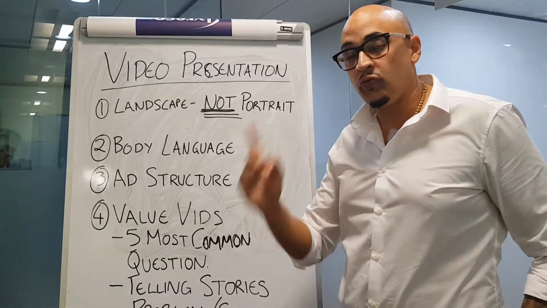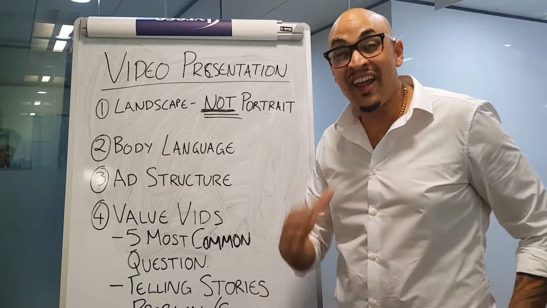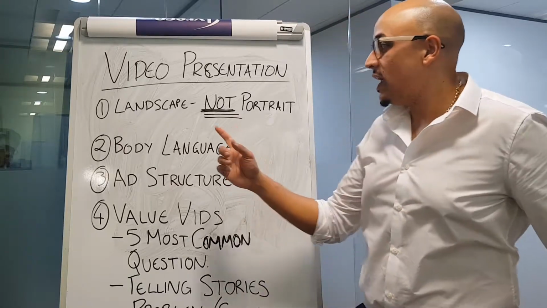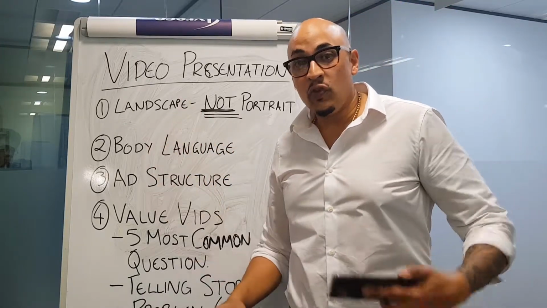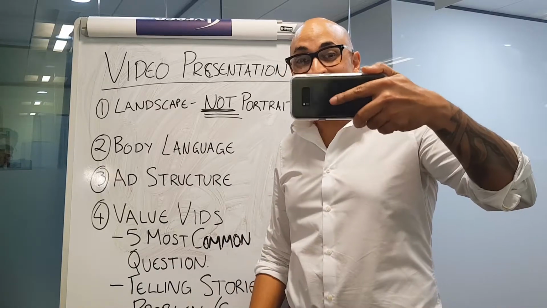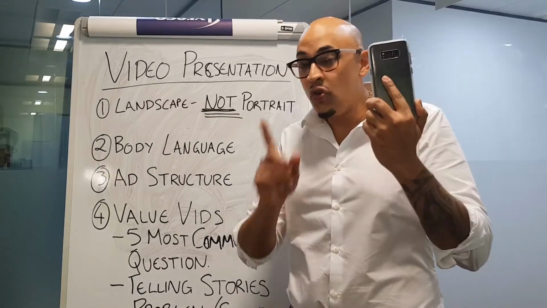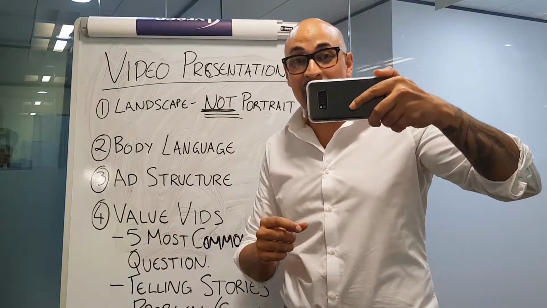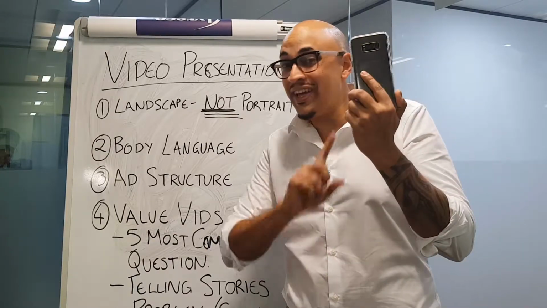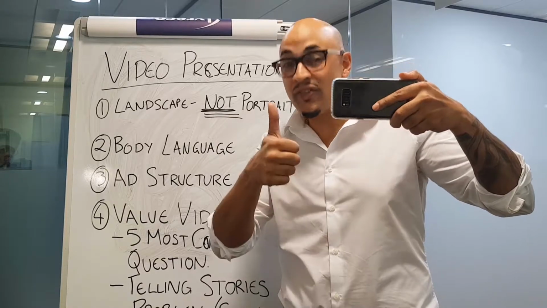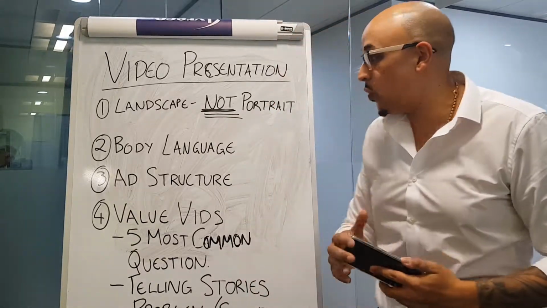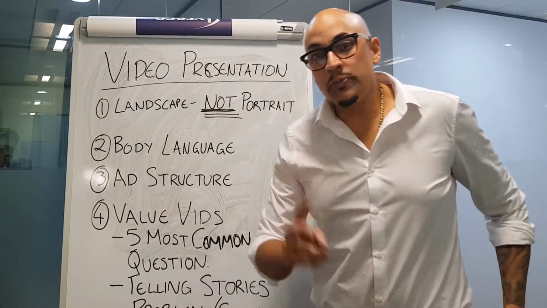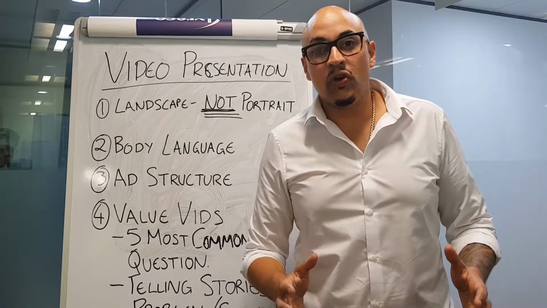So number one, this is really important and this irritates the hell out of me, okay? Number one is when you're filming, if you're using a phone, you need to use it in landscape mode, not portrait mode. This is portrait mode. You need to be filming it in landscape mode, okay? Portrait is no, landscape is yes, okay? Really important, all right?